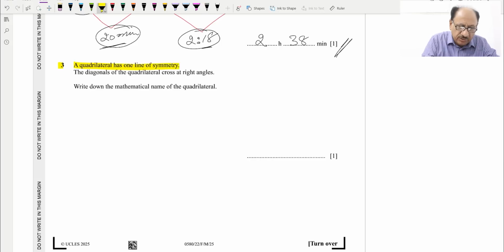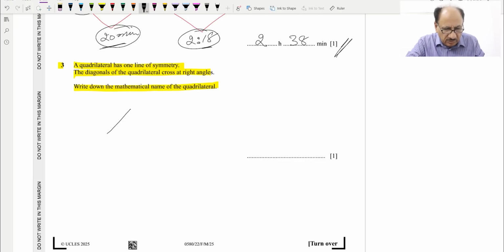Now question number 3 is also a 1 mark question. It's saying a quadrilateral has one line of symmetry. The diagonals of the quadrilateral cross at right angles. Write down the mathematical name of the quadrilateral. If I draw it for you, it will be like this one. It will be like a kite.